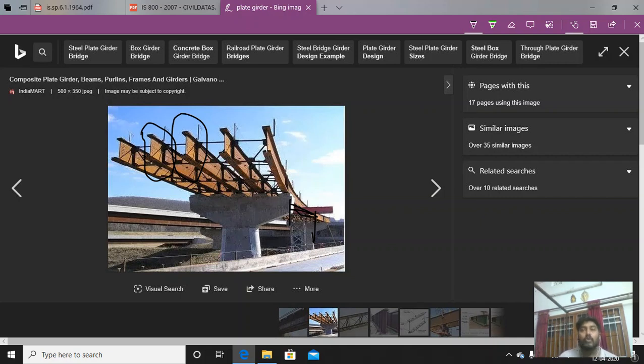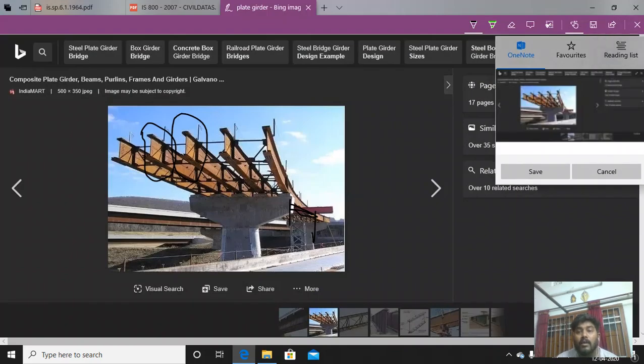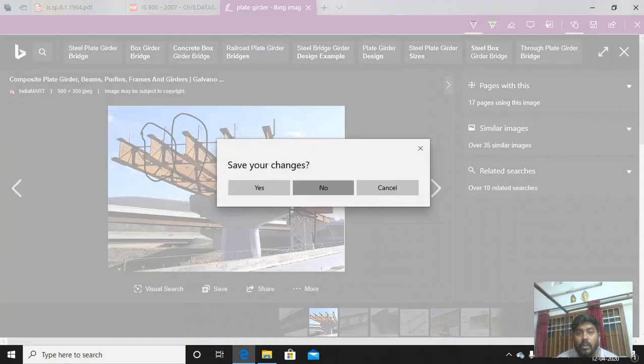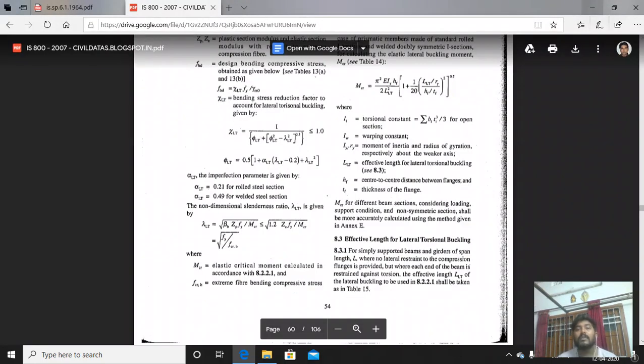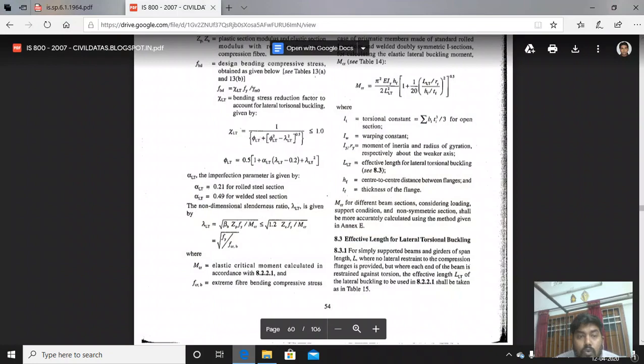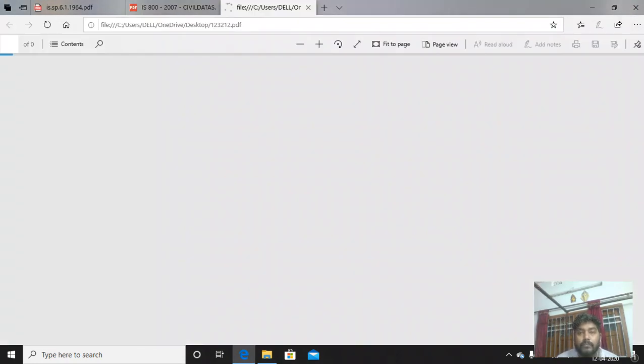Now coming to the design procedure. What are the design procedures involved in a plate girder? We will see the various design procedures. We will see the IS code prescribed values and guidelines for plate girders. We will see all that.